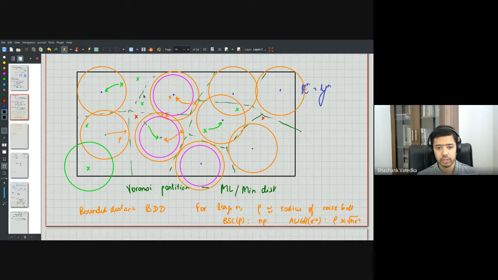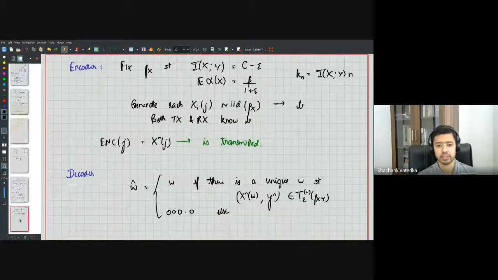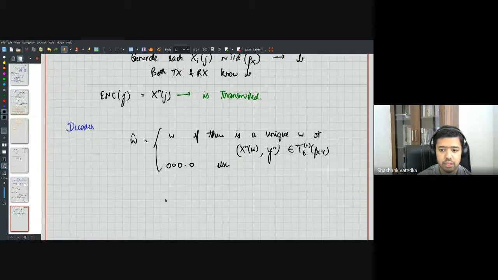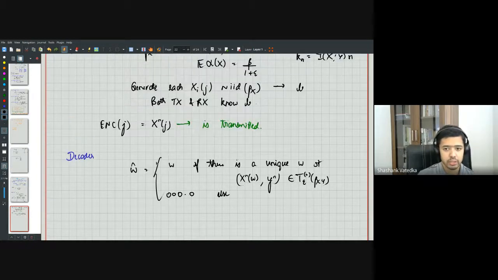Or if it is not typical with respect to any code word, then again the decoder doesn't know what to do and will just count that as an error. It's possible that it is not an error, but for the purpose of analysis of the probability of error, we'll consider that as an error event. So this is how the decoder works for a given code book. You're fixing the code book upfront, so the decoder already knows what the code book is.